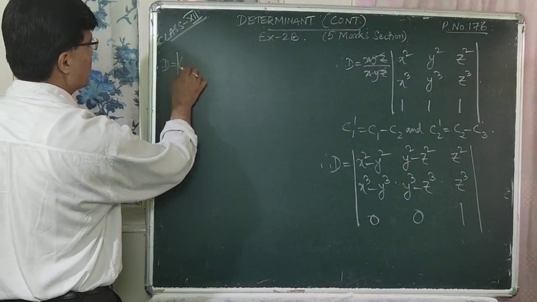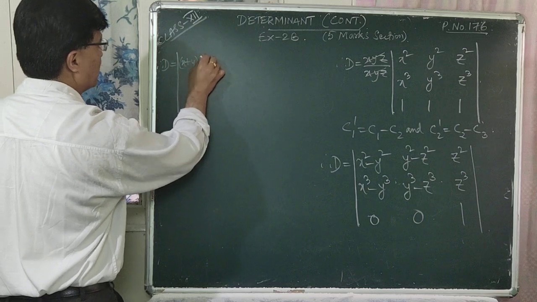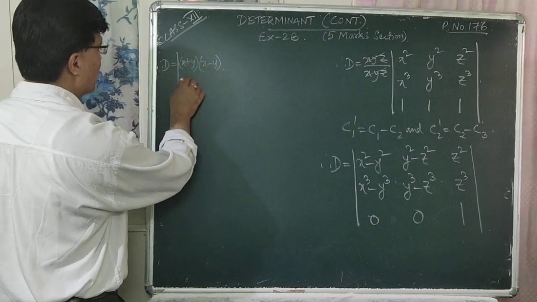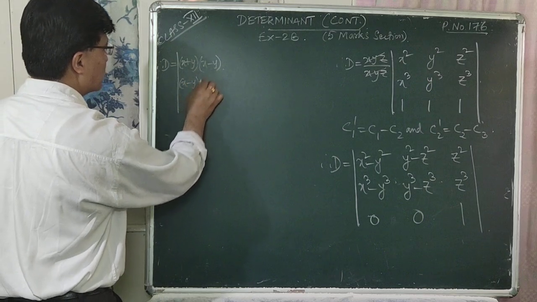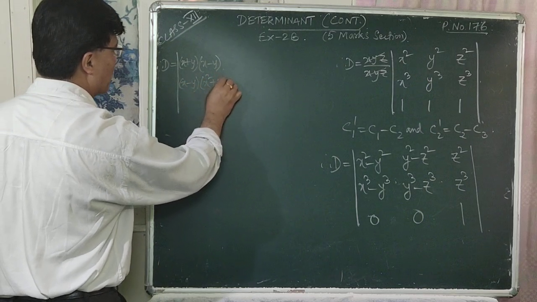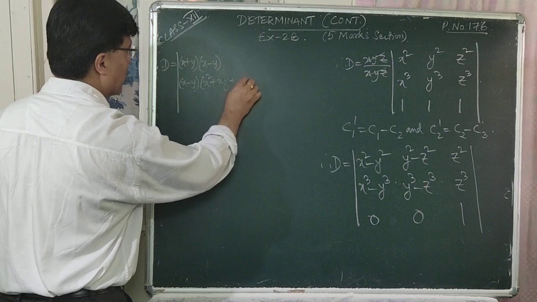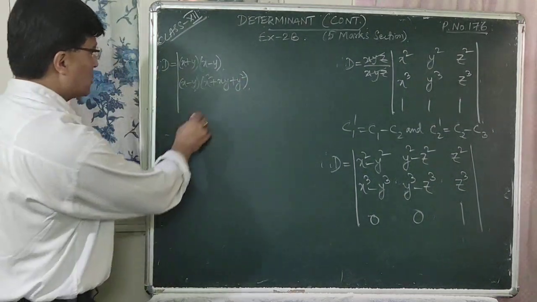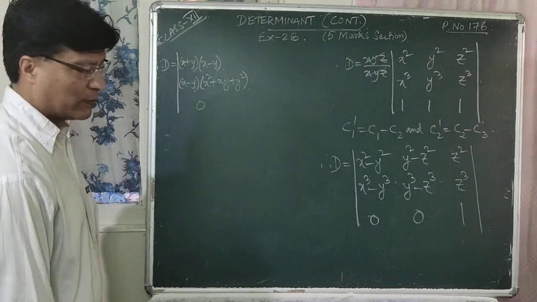What is x square minus y square? X plus y into x minus y. What is x cube minus y cube? X minus y into x square plus xy plus y square. You know that this is the factor formula. Next one is, that is 0, right?